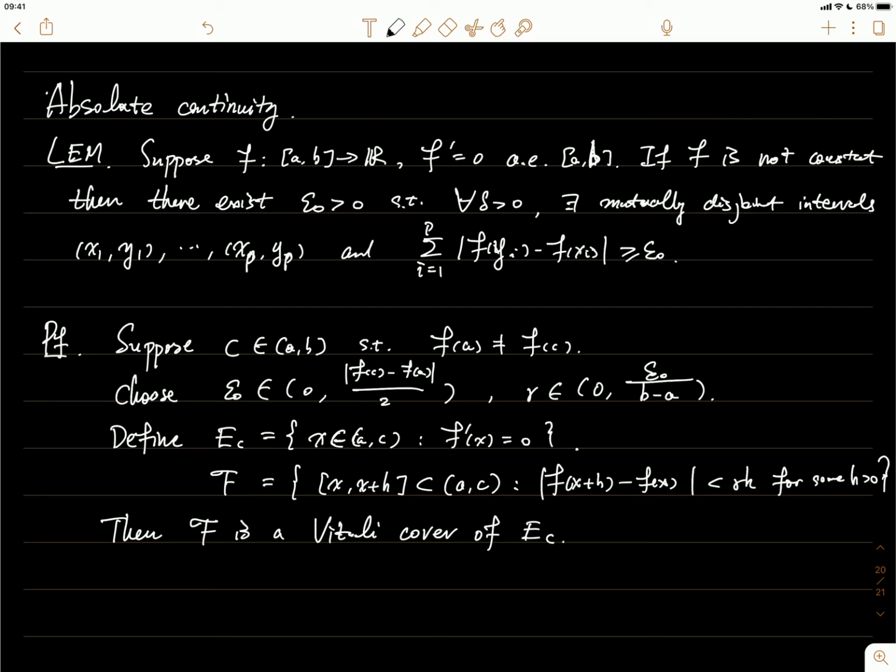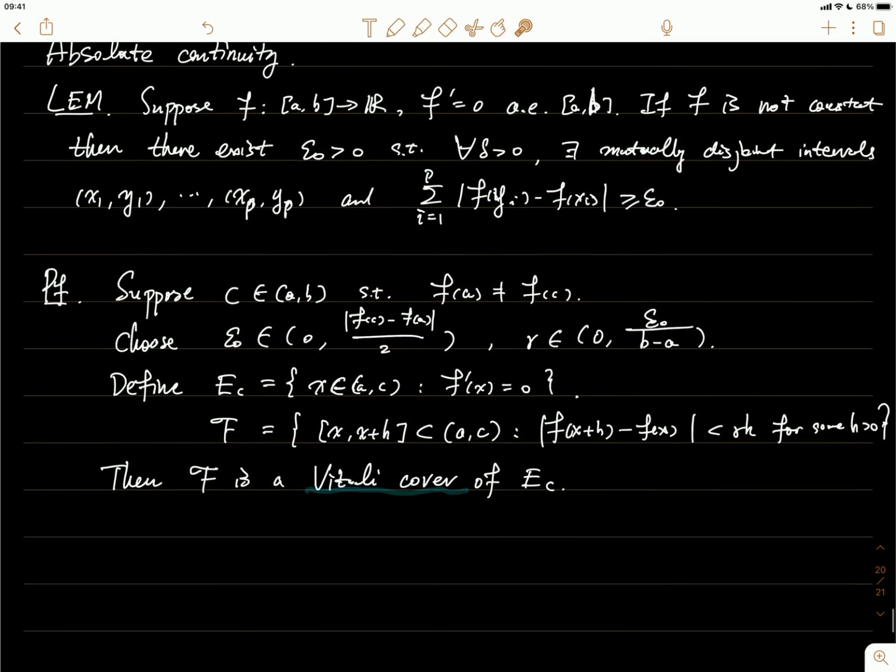Okay, recall the Vitali cover of a set means that for any point and any epsilon, there exists some closed interval. The Vitali cover is just a collection of closed intervals. So for any x in E and any epsilon, there exists some closed interval I in F such that the length of I is less than epsilon. At the same time, x is in this I. Okay, so that's called a Vitali cover.